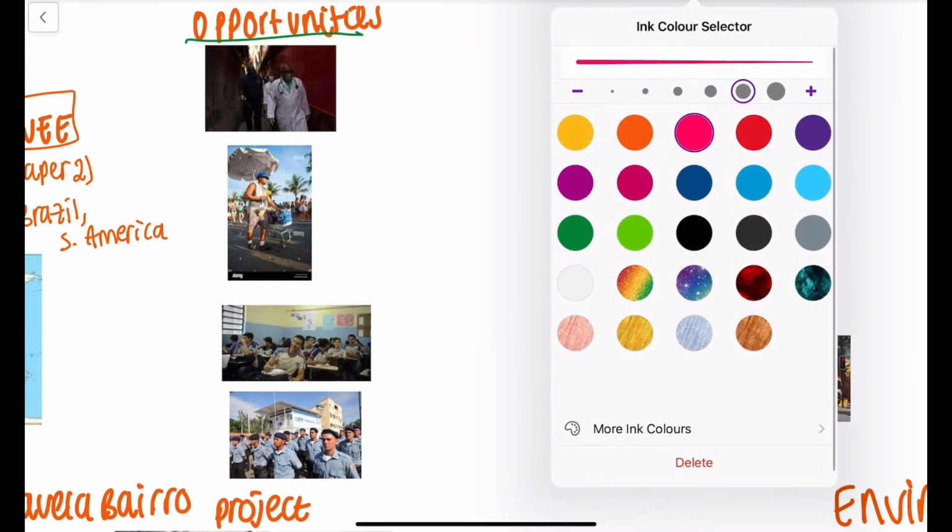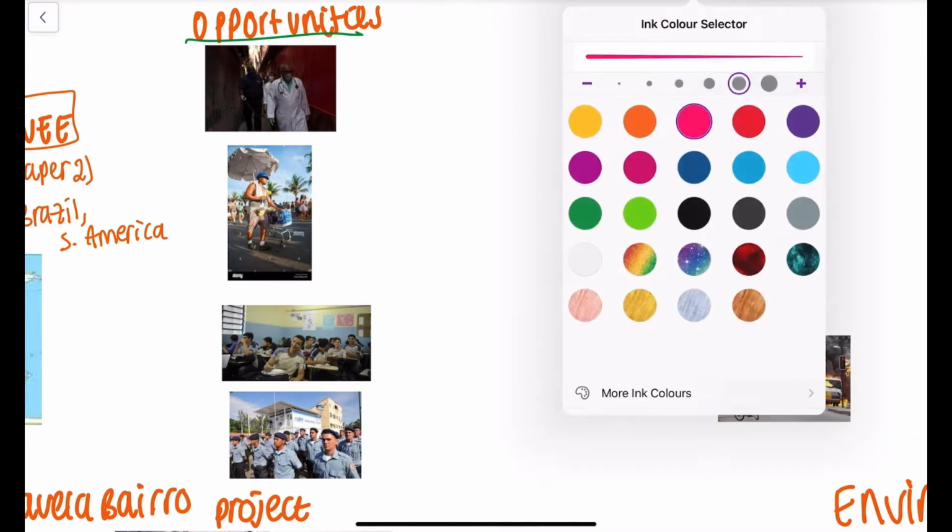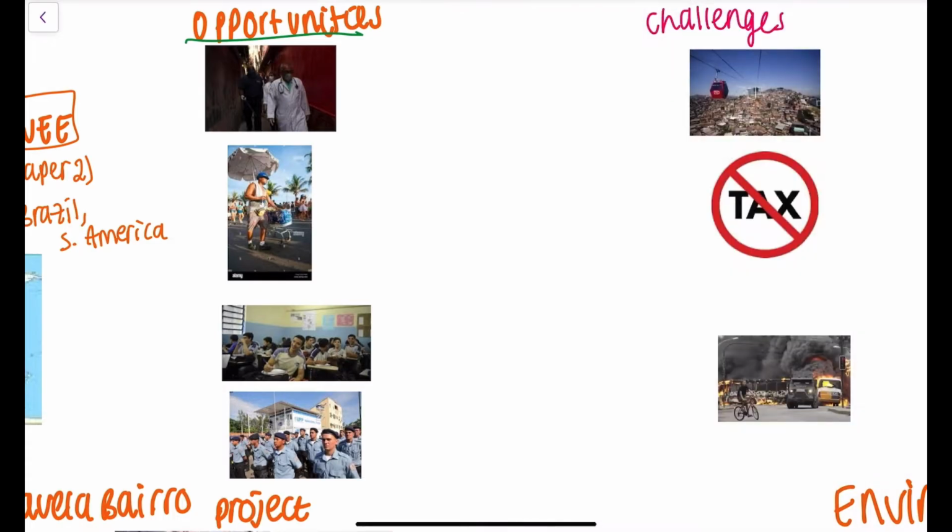I'm going to try and do opportunities in green and challenges in red. And like I teach you when we go through revision, I like to think of the opportunities and challenges in Rio as themes. So the first theme is health, the second theme is employment, the third theme is education, and the final theme is crime.